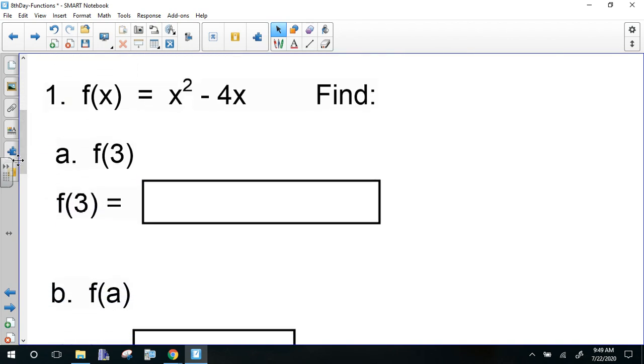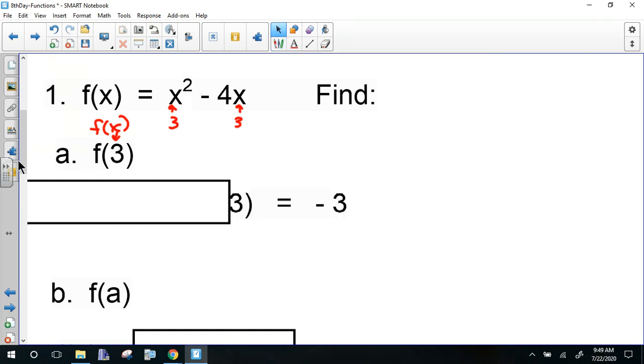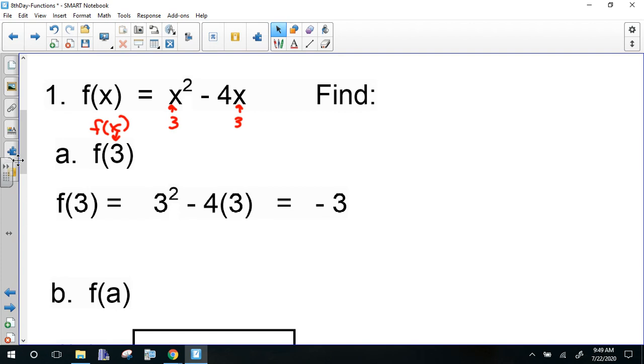Okay. So here's f of x equals x squared minus 4x. We want to find f of 3. Remember, we write it as f of x, so x equals 3. I'm going to plug in 3 wherever I see an x. So I'm going to plug in a 3 here, and I'm going to plug in a 3 here. And I'm going to do the math. So 3 squared minus 4 times 3 gives me a negative 3. So f of 3 equals negative 3.